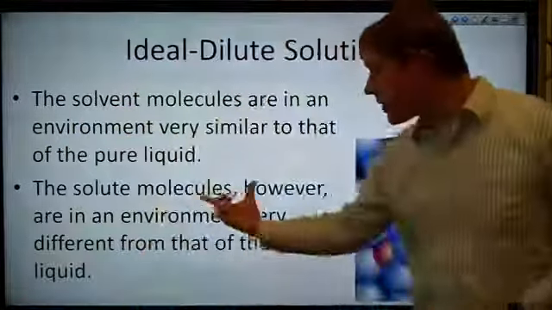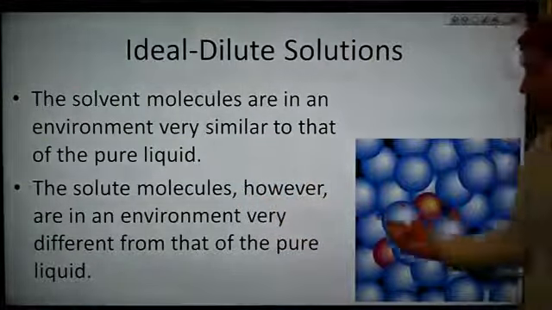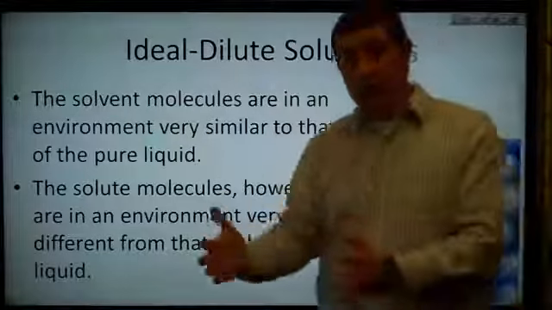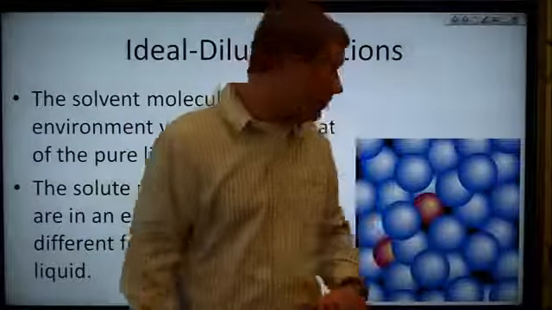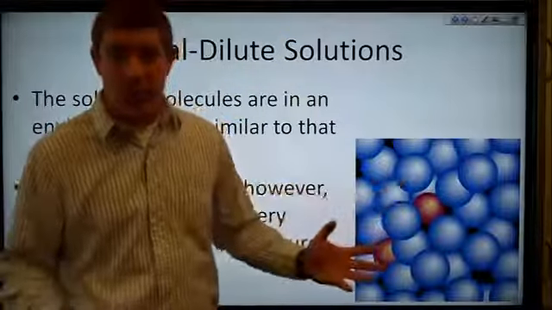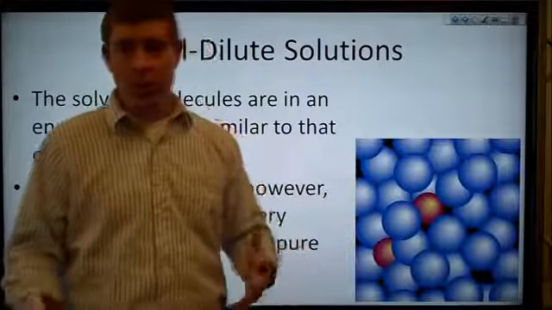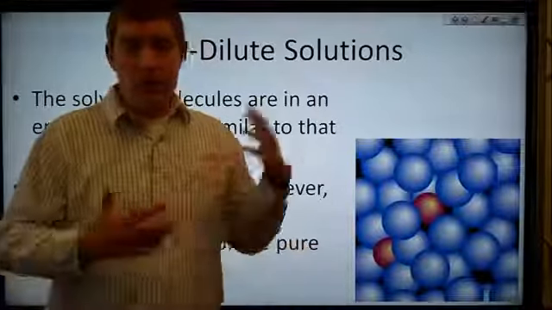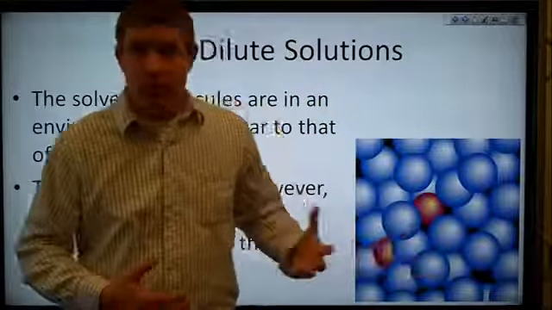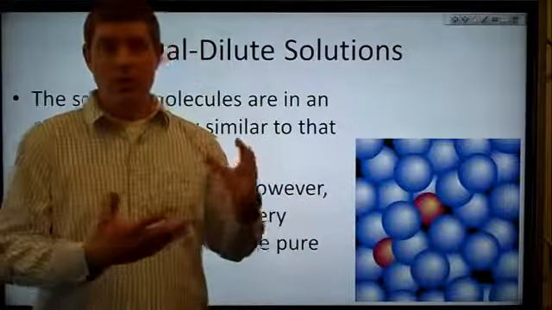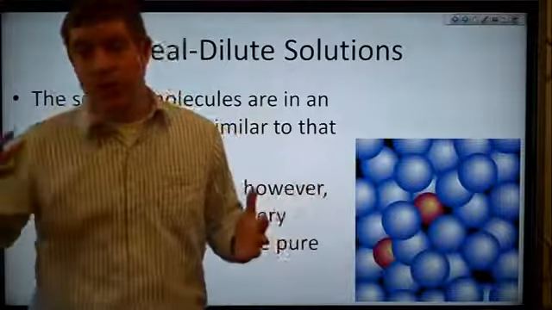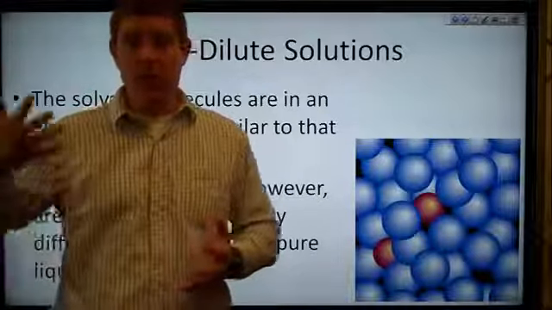But if we look at the solute molecules, the red ones over here, those are in a very different environment from the environment they are in while in pure solute. The red molecules are now surrounded by blue molecules. In their pure form, the red molecules would be surrounded by red molecules. So they're in a very different environment. If the red molecules and the blue molecules were very similar, then the environment that the red molecules are in would be very similar to the environment they would be in in the pure form.